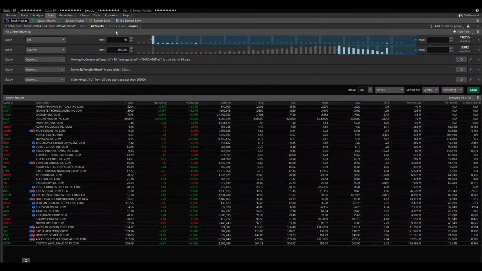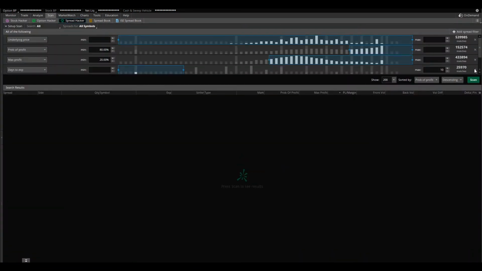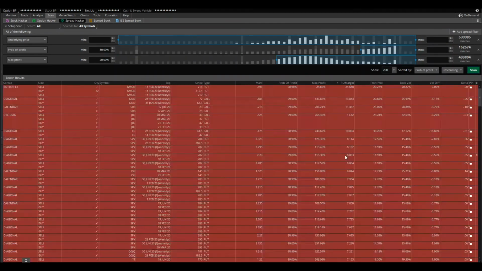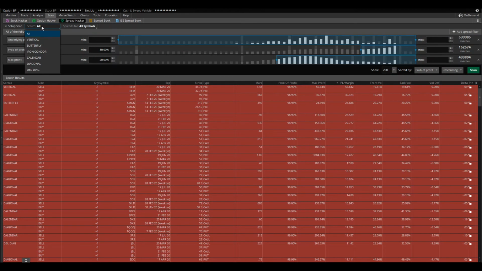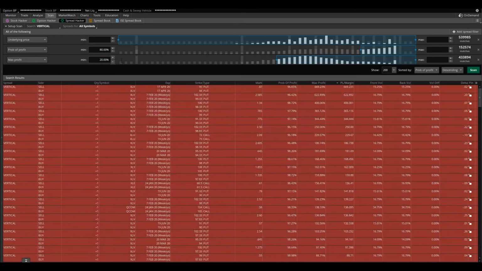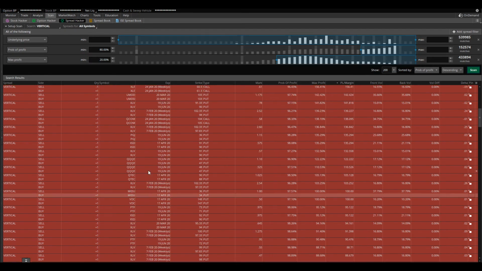Another scan that Thinkorswim has is the Spread Hacker. So Spread Hacker will actually show you all these different strategies: vertical, butterfly, iron condor, calendar, diagonal, double diagonal. So if you want to look at verticals, max profit of at least 20%. Now you kind of have to go through these and find the good trades.